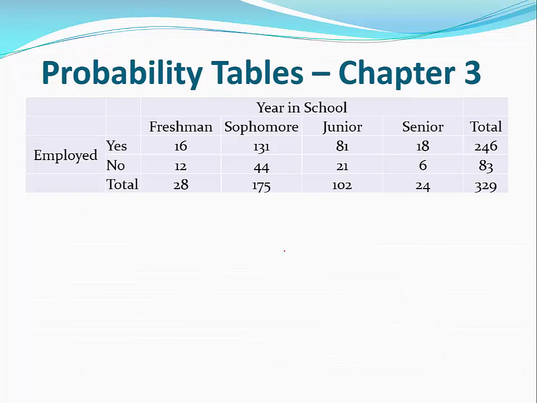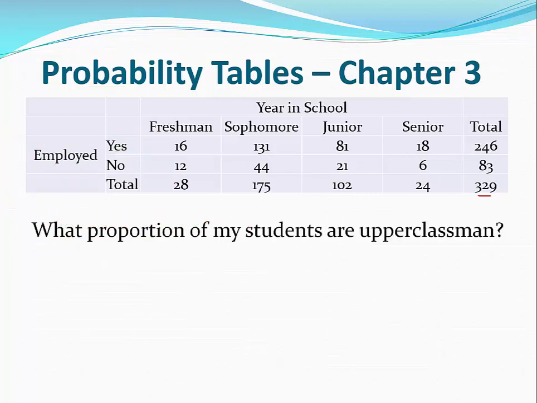So the main topic that I want to cover is when we're looking at a little table like this. I'll call this a two-way table because there's two variables, the year in school and whether a student is employed or not. And I have a breakdown of how the 329 students sampled fell into those eight combinations. 16 were freshmen who said yes, they were employed. 131 were sophomore. And you can read the rest of the numbers. I had 329 students. And what I want you to be able to do is answer basic questions about this table.